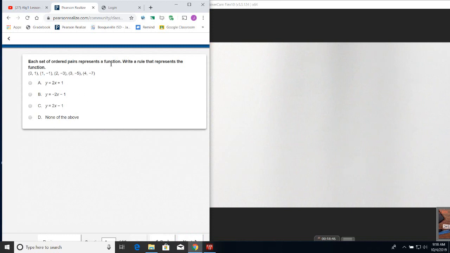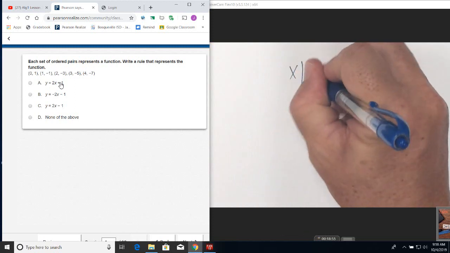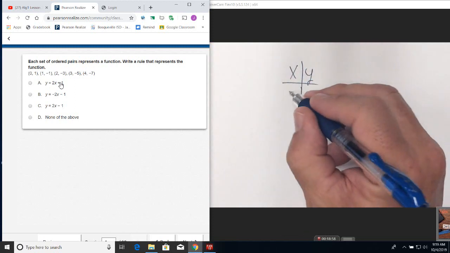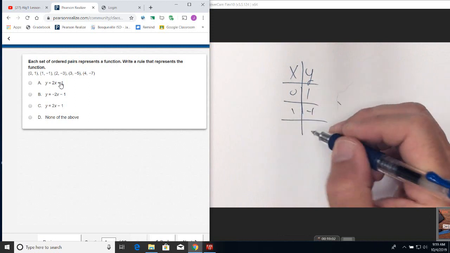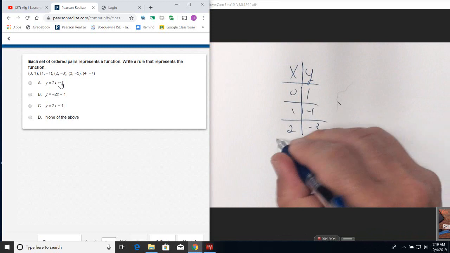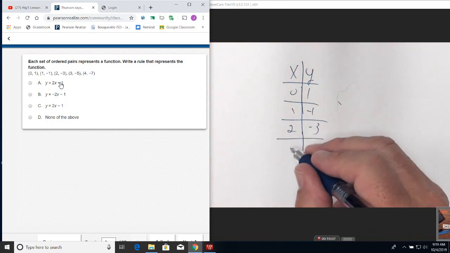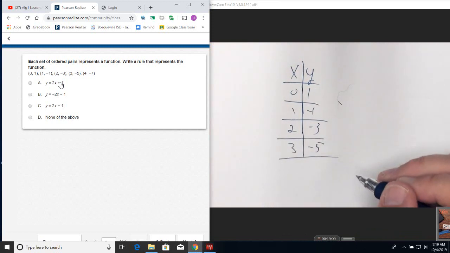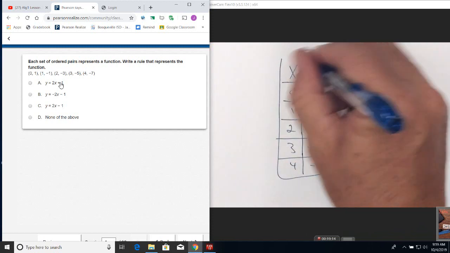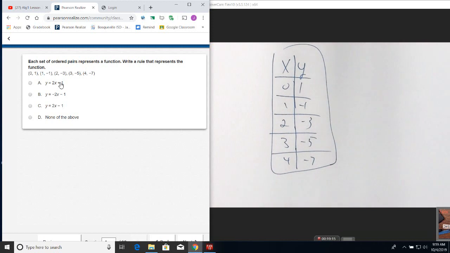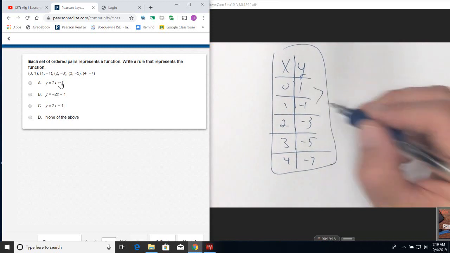Each set of ordered pairs represents a function. Write a rule that represents this function. So once again, I'm doing the same thing. Okay? So here, I got a table. Let's make this table and find a pattern. 0, 1. 1, -1. 2, -3. 3, -5, and 4, -7. See if I can find a pattern.